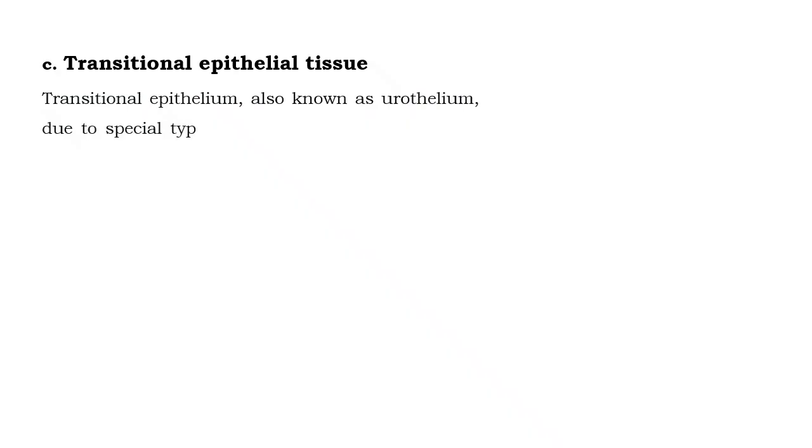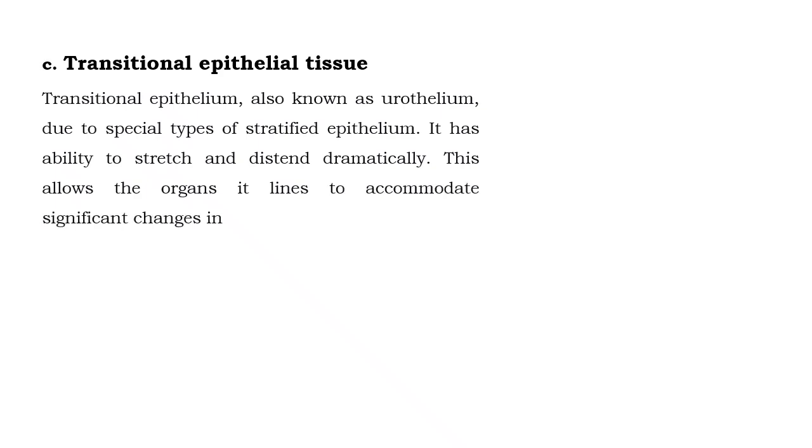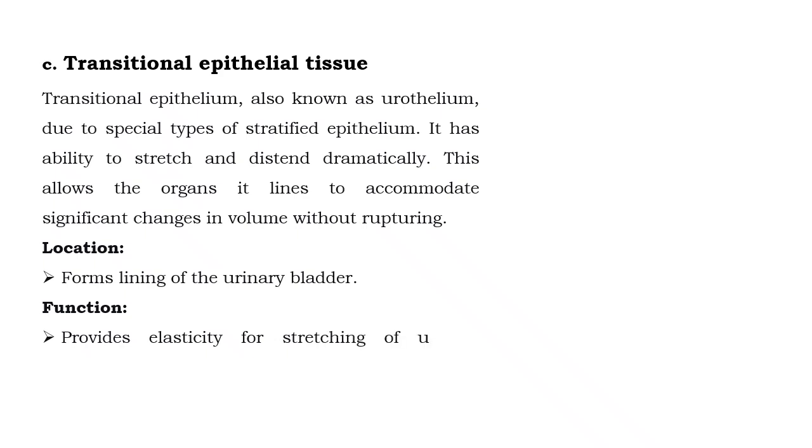Transitional epithelial tissue. Transitional epithelium, also known as urothelium, is a special type of stratified epithelium. It has the ability to stretch and distend dramatically. This allows the organ it lines to accommodate significant changes in volume without rupturing. Location: it forms the lining of the urinary bladder. Functions: it provides elasticity for stretching of the urinary bladder.